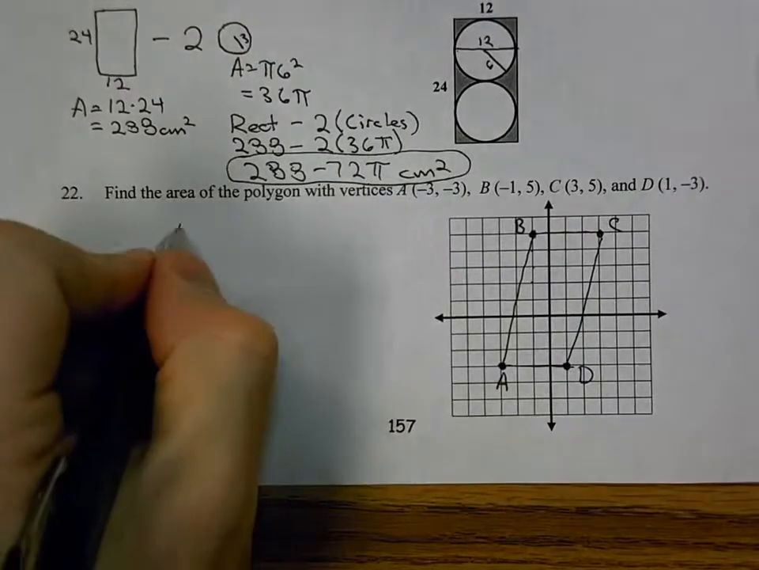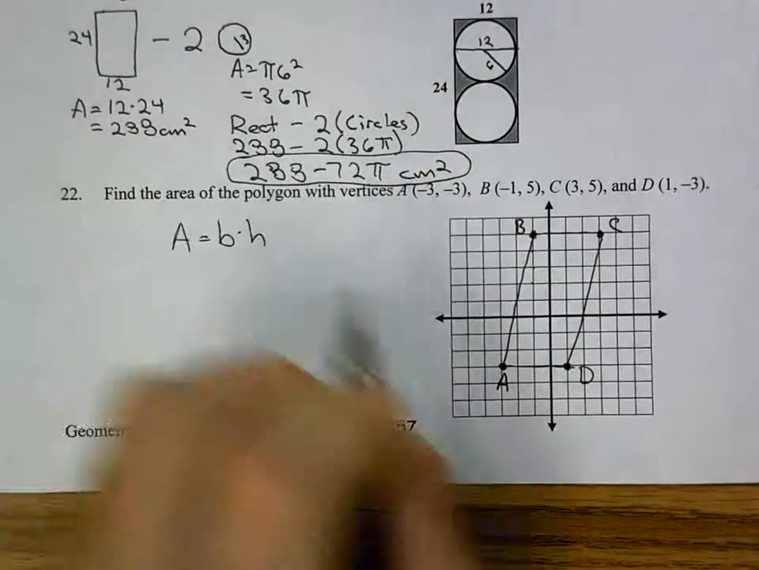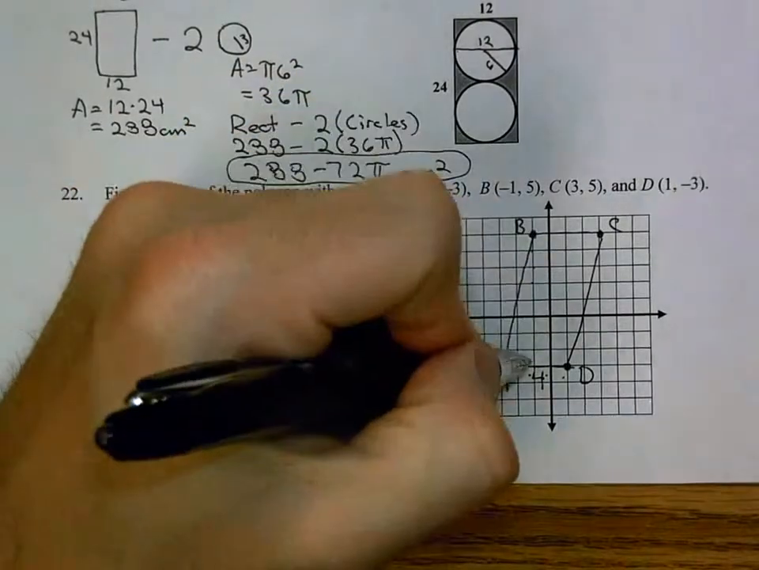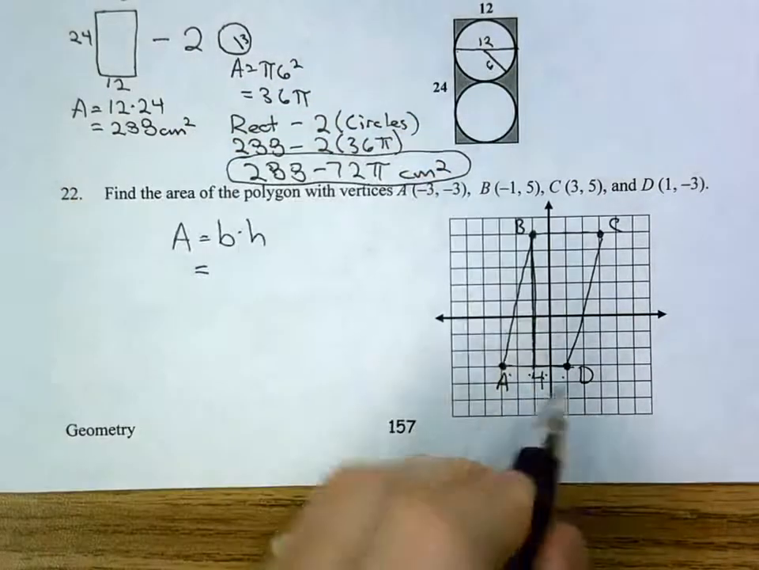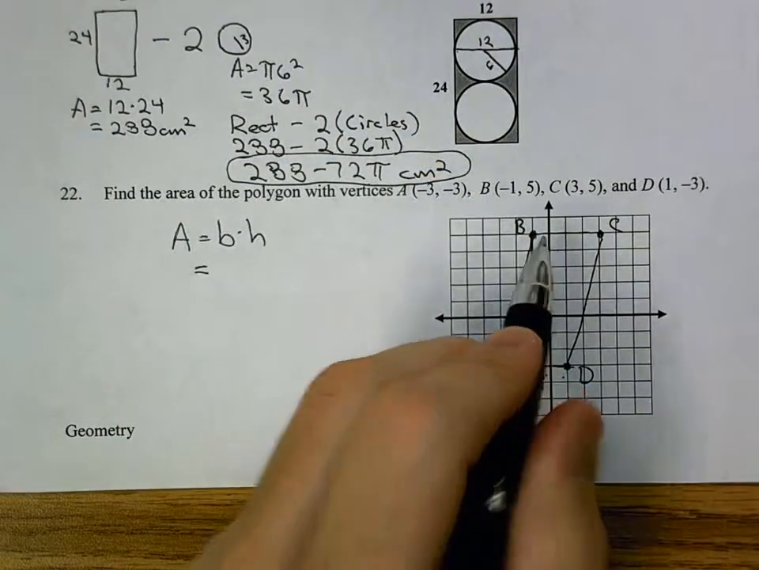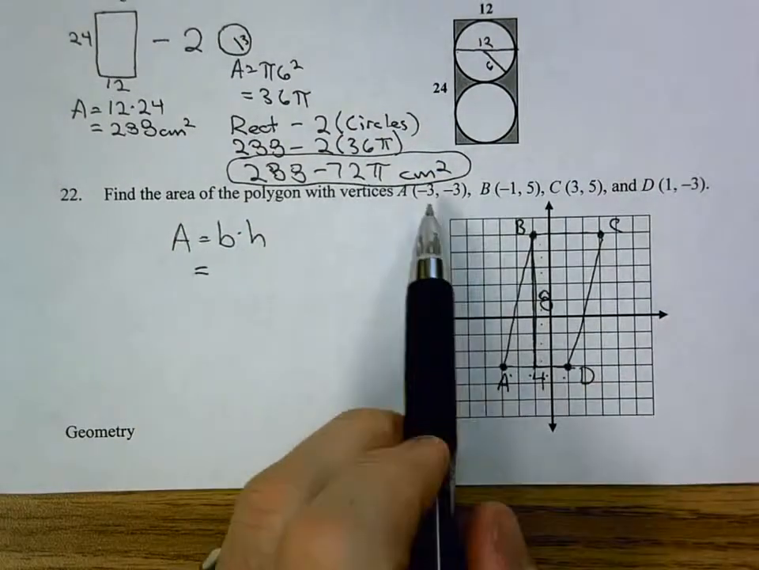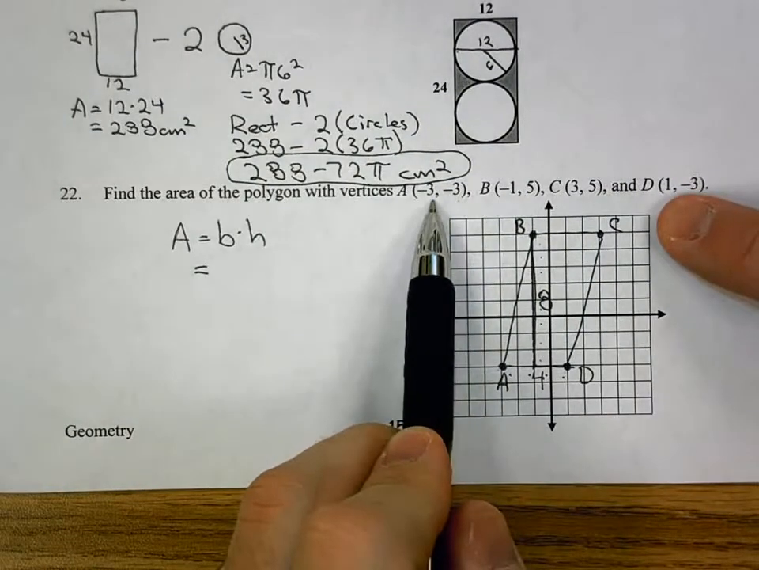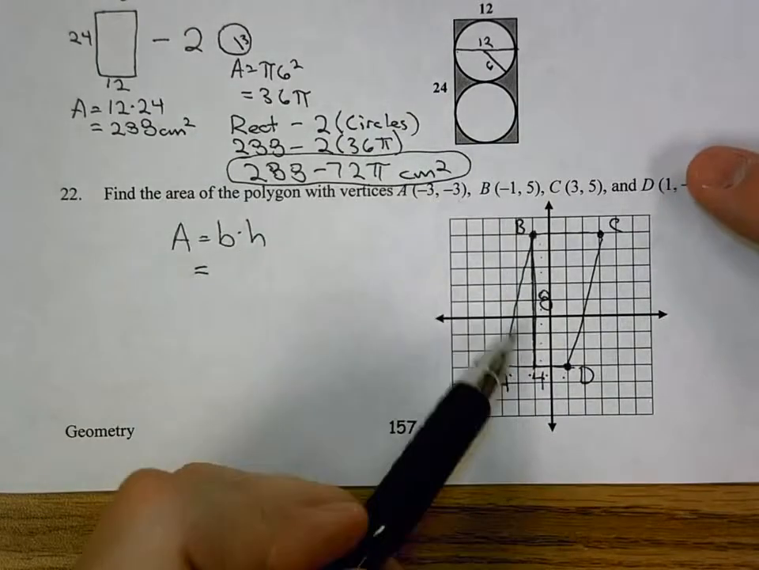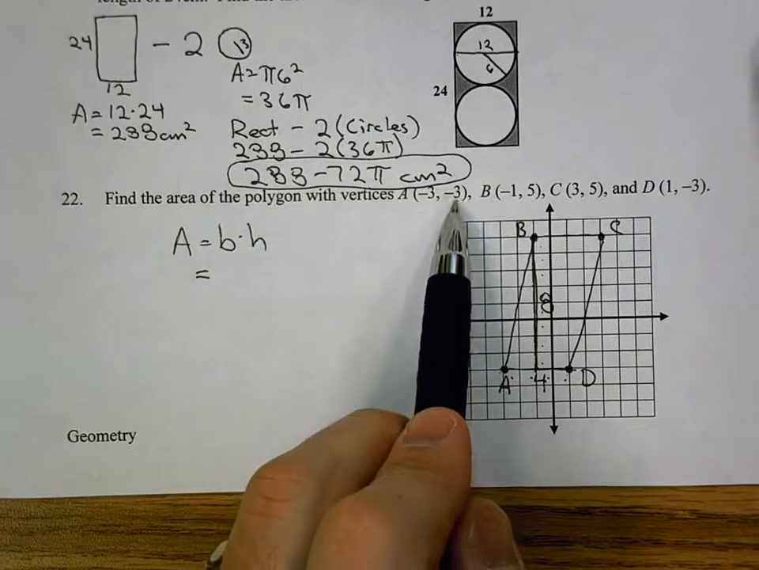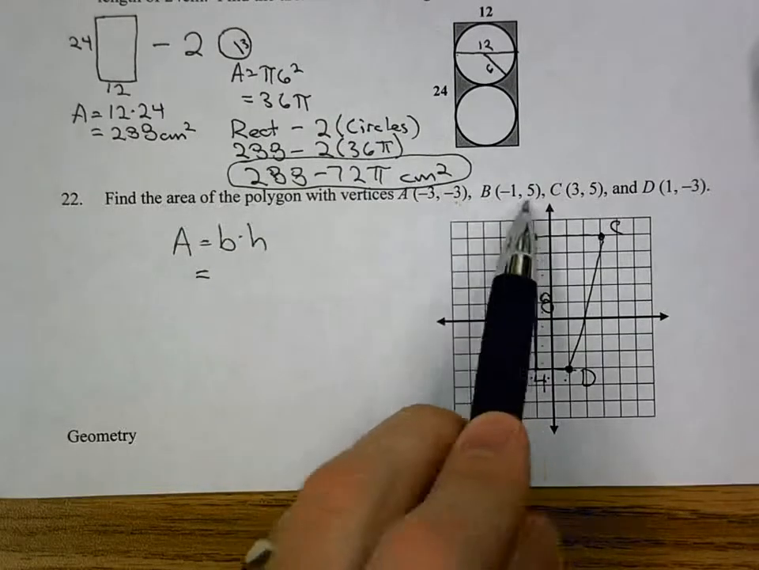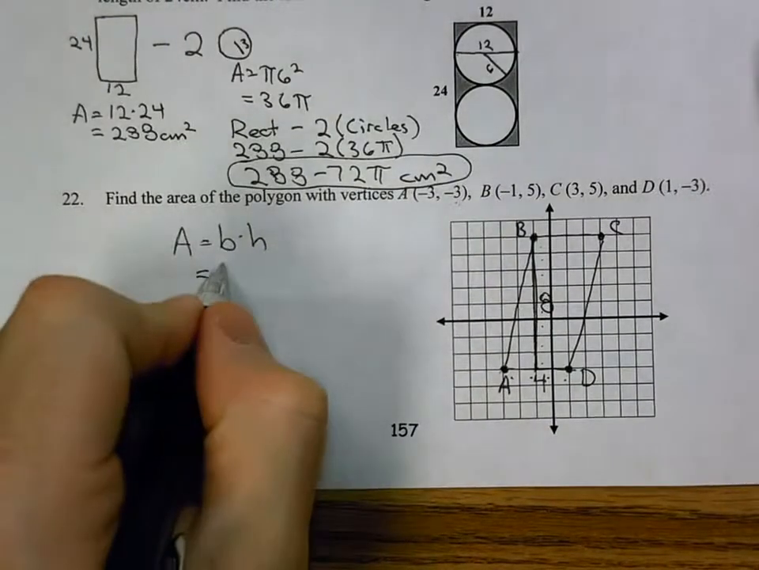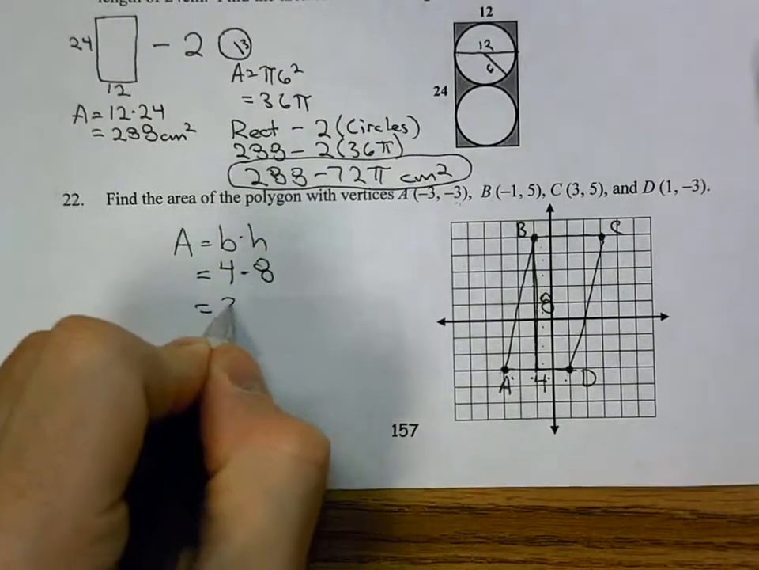So for a parallelogram, it's base times height. Our base is 1, 2, 3, 4 units. Our height is that perpendicular distance to the base. 1, 2, 3, 4, 5, 6, 7, 8. Could have also found that because from A to D, all the -3's are the same, but -3 to 1 is 4. That's the base. From A to B, we look at it, they go on the x value, or the y value, I should say. -3 to 5 is a change of 8, and that occurs for those. So that is our height. So base times height is 4 times 8 gives us 32 units.